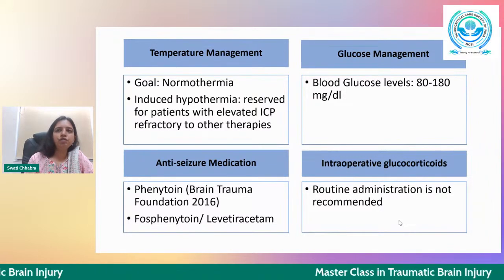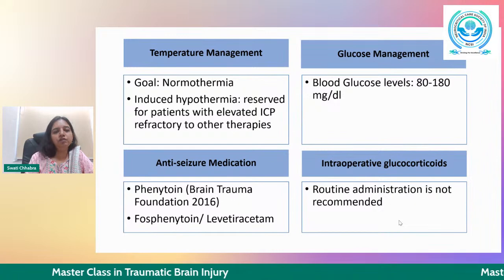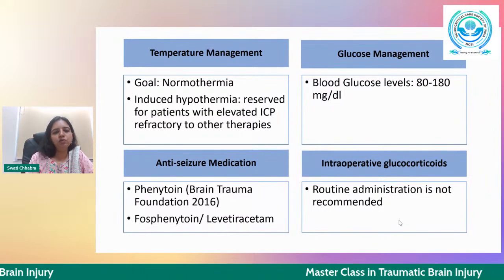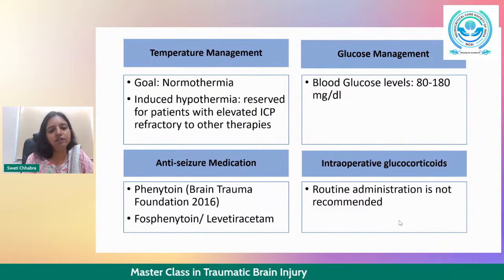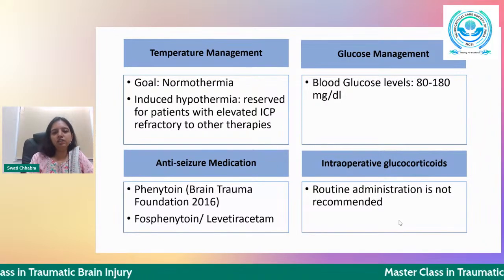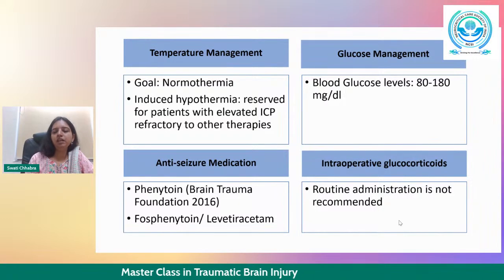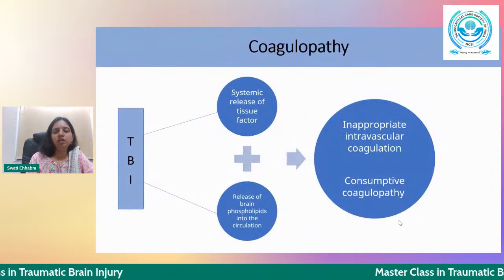Anti-seizure medications, for prophylaxis or for actual seizure management, are recommended for post-traumatic patients. The one recommended by the Brain Trauma Foundation is phenytoin, although fosphenytoin and recently levetiracetam are also commonly used for their better side effect profile. And routine administration of glucocorticoids is not recommended, and it is a level 1 recommendation with available evidence.